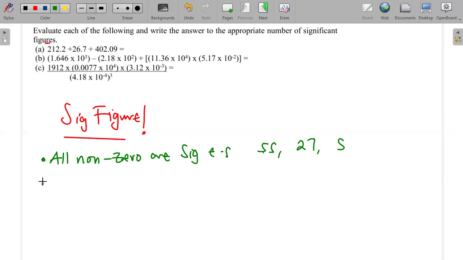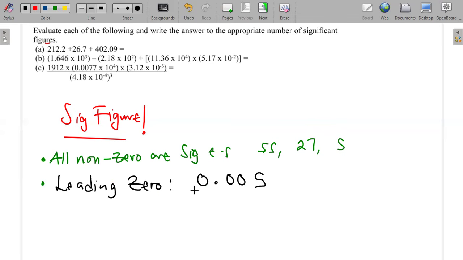And then the other rules all talk about zeros. There are 3 types of zeros. We have what we call the leading zeros. We have the in-between zeros, or we call them the captive zeros. And then we have the trailing zeros. So what are the rules that govern those? I'll start with the leading zeros. Leading zeros simply means the zeros that are in front of a non-zero number. So if, for example, I wrote 0.005.